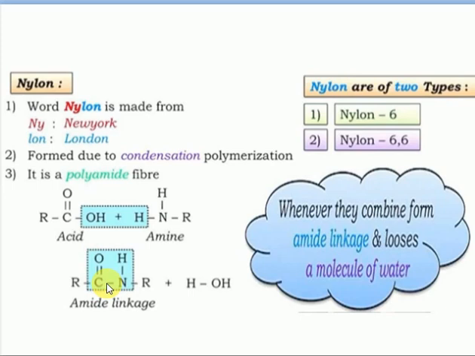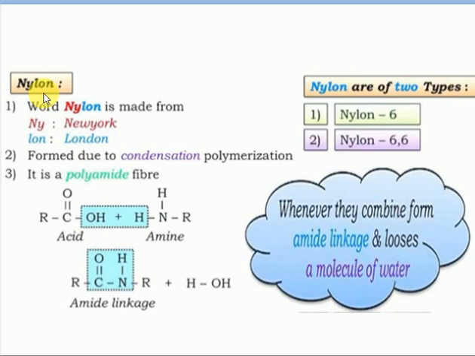How is the amide bond formed? Whenever an acid molecule and an amine molecule react together. Look at this, students, a very important mechanism. From the acid, one OH group is leaving, from the amine, one H is leaving, and both together form one water molecule. So whenever the acid and amine groups join together, they form an amide linkage.